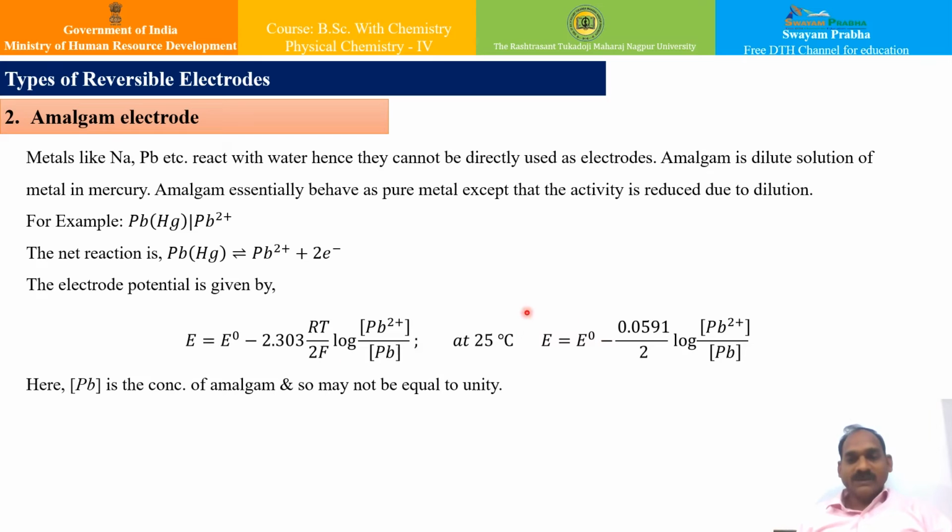Okay, so this is another form of writing the reaction. In this case, RT upon 2F. If I substitute the RT upon F value, it gives me 0.0591. Now here, the concentration of lead is basically the concentration of amalgam, and it may not be equivalent to unity. That one has to keep in mind. So this is the amalgam electrode. We can utilize this concept in many of the half cell reactions.